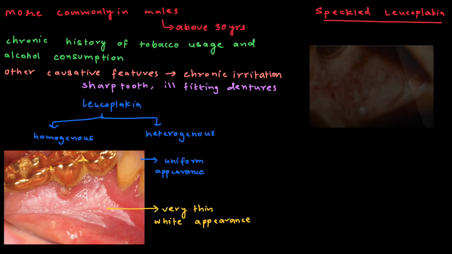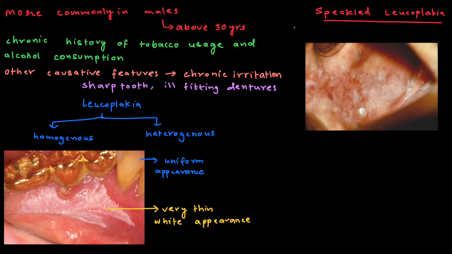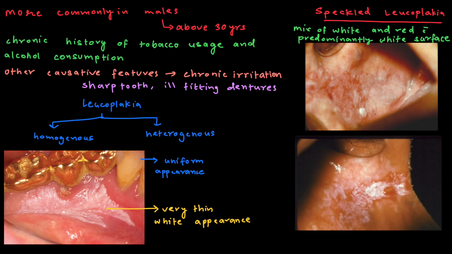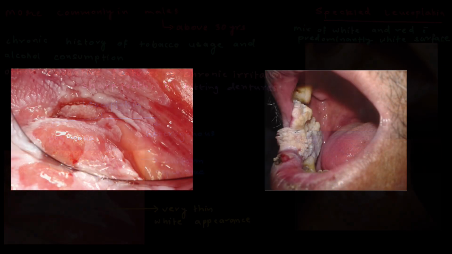If we take a look at the photograph, we can observe that it is a mix of white and red. However, the surface is predominantly white. So speckled leukoplakia has a mix of white and red with a predominantly white surface. Take a look at another photograph of speckled leukoplakia. Just like the other image, here also we can observe red and white mix with a predominantly white background.